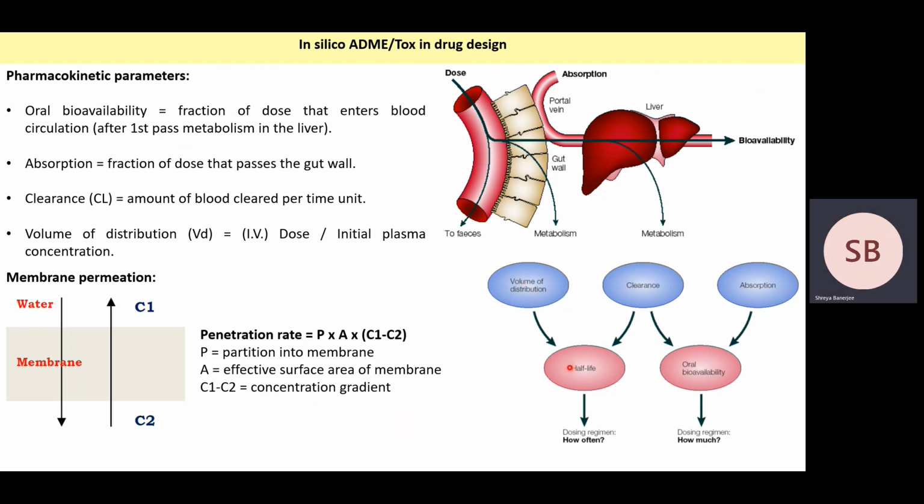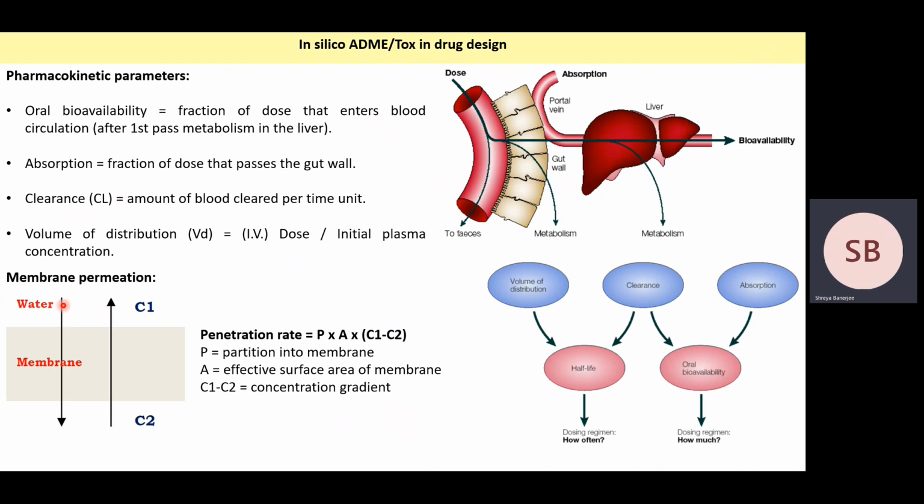Now, the volume of distribution and the clearance will together determine the dosing regimen. That is how often the drug needs to be taken. And the oral bioavailability will determine how much of the drug needs to be taken.